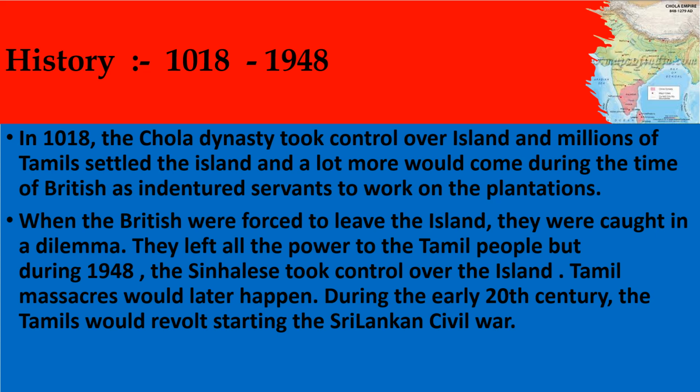History of the island of Sri Lanka from 1018 to 1948. In 1018, the Chola dynasty took control over the island, and millions of Tamils settled the island, and a lot more would come during the time of the British as indentured servants to work on the plantations. When the British were forced to leave the island, they were caught in a dilemma. They left all the power to the Tamil people, but during 1948, the Sinhalese took control of the island.